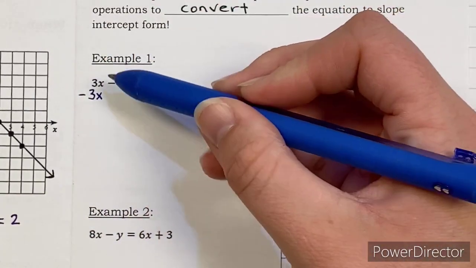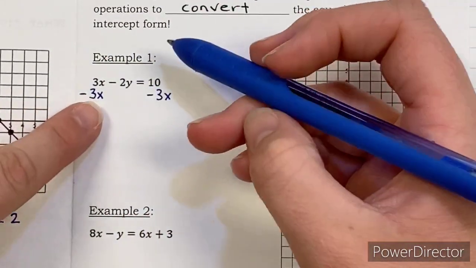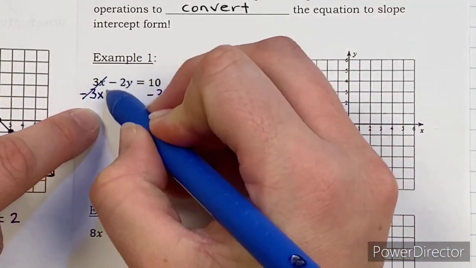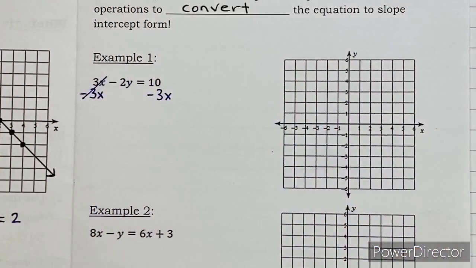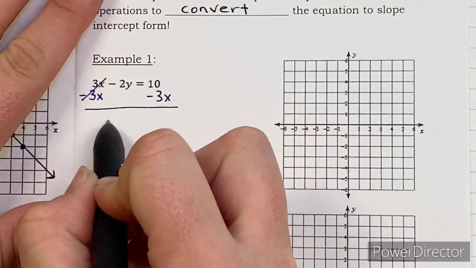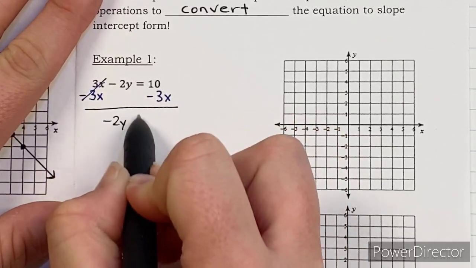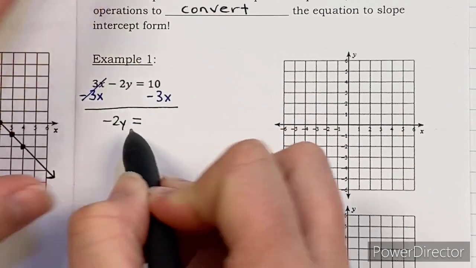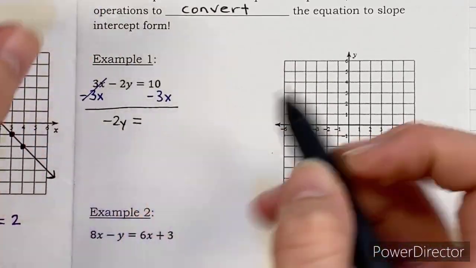So I'm going to subtract 3x from both sides. Well, when I subtract 3x from this side, those are going to go away. They disappear. That's what I wanted. So I'm going to bring down that negative 2y, and I'm going to bring down my equal sign. I didn't mess with either of those things, so I'm going to bring those down.